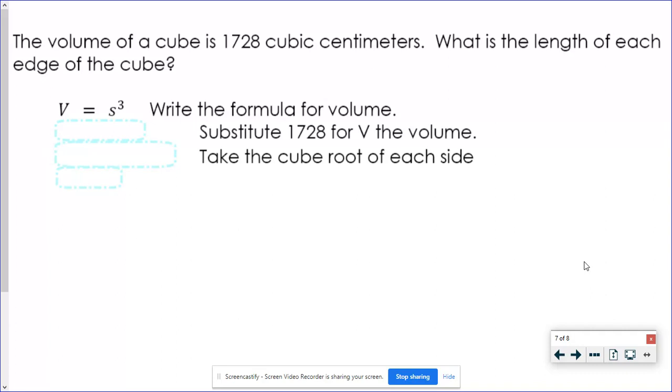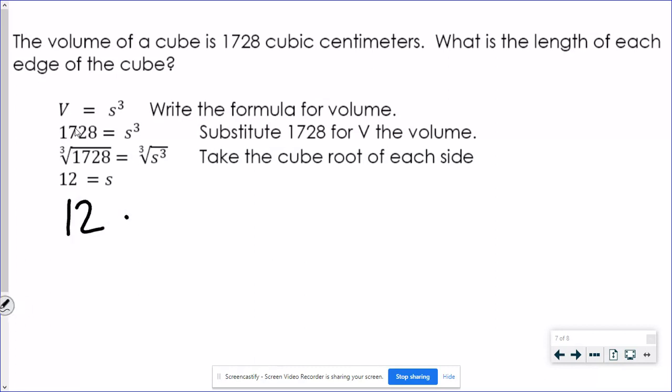If I know the volume of a cube is 1,728 cubic centimeters, I want to find the length of each side. So I would substitute my numbers in, right, 1728, and then I would say, oh, to get rid of the cube, I would use a cube root on both sides. And the cube root of 1728, again, obviously everybody knows this number, right? Sure. Is going to be 12. So this would be 12 centimeters for each side.